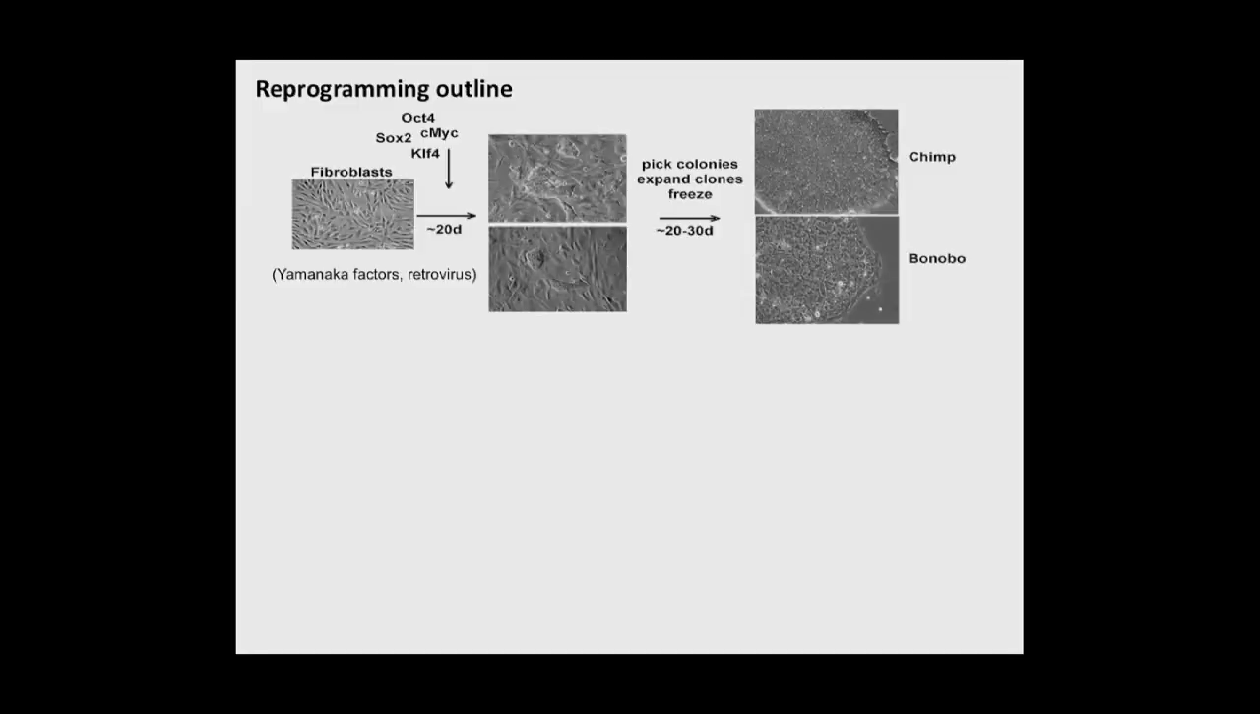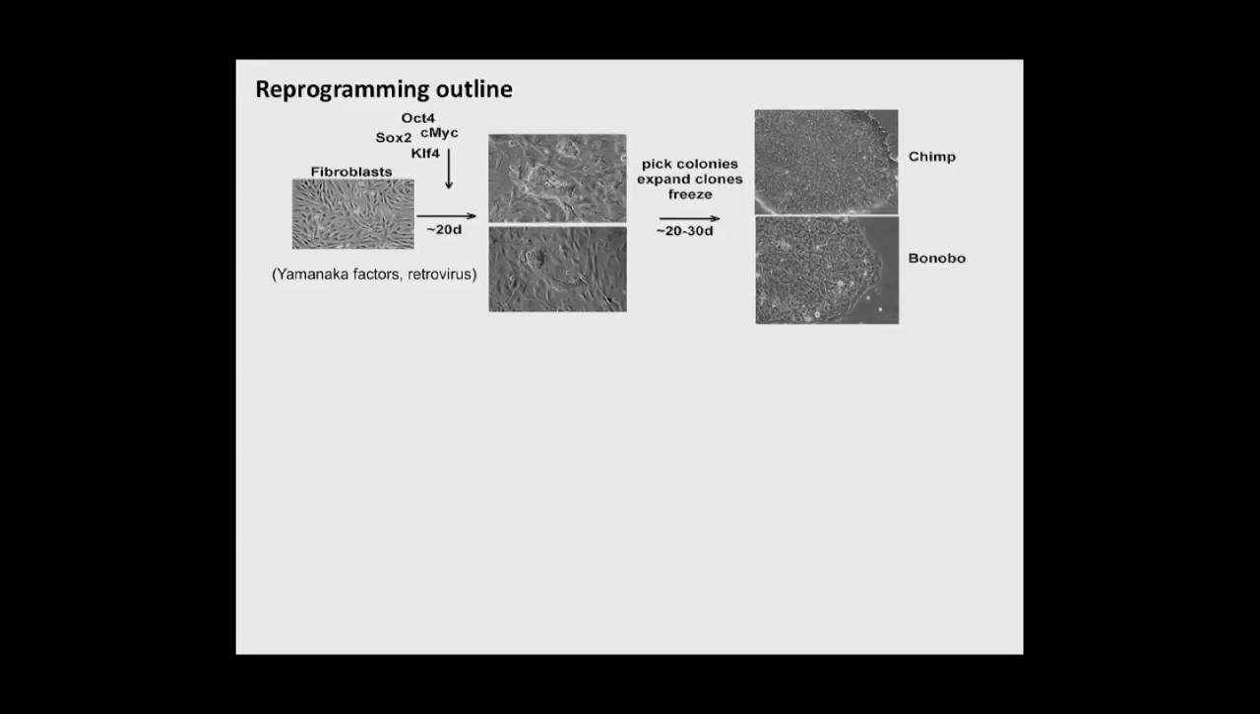So the cells grow as fibroblasts in much the same way. They look very much the same. We use these factors, and it's another whole other discussion how and why this reprograms, but just suffice it to say we're taking advantage of this ability. In all cases, the fibroblasts do reprogram, and from those reprogrammed clones, we can pick individual clones, and generally 10 or so clones from each patient, and expand them as individual clones from each individual person. And we can do this successfully for bonobos, chimps, and humans.